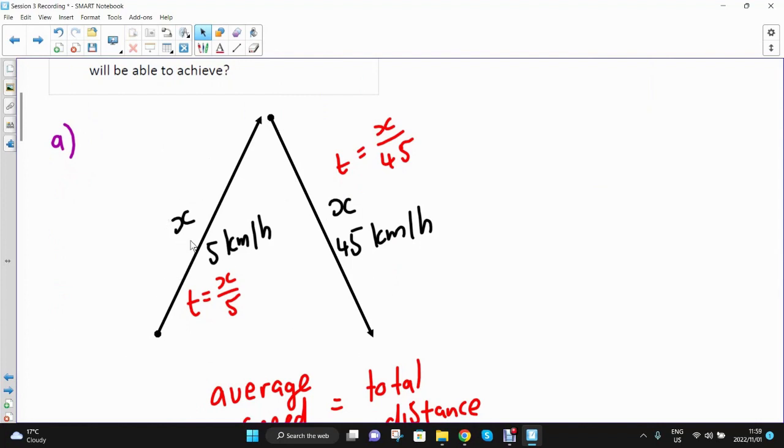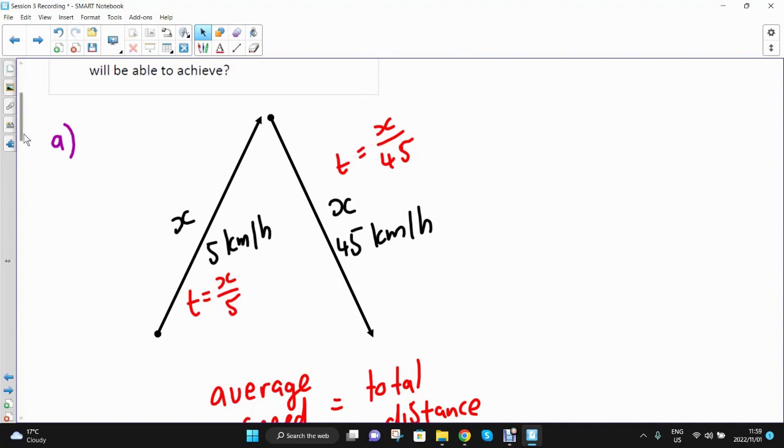So you will see that I made my total distance there x, because I actually don't know how far I am traveling. But I do know the speed up the hill is 5 kilometers per hour, and down the hill it's 45 kilometers per hour. And then you'll see that I worked out the time for each journey. I know that the distance traveled up the hill is x. If I divide that by my speed, I get the time in terms of x. And the same for the time downhill.